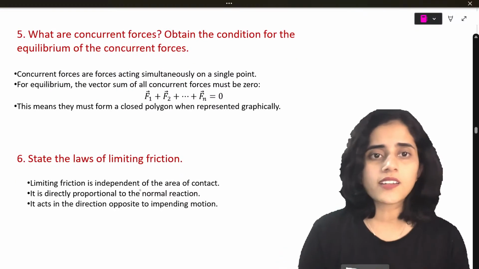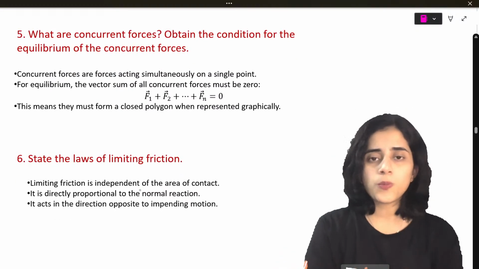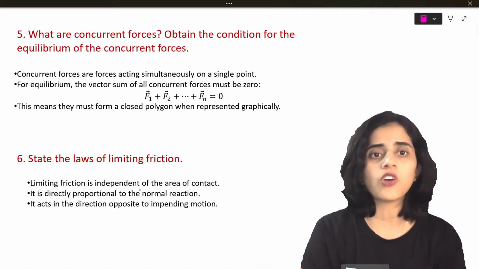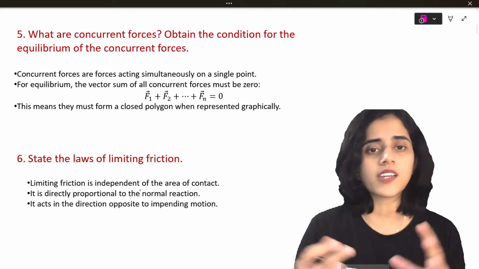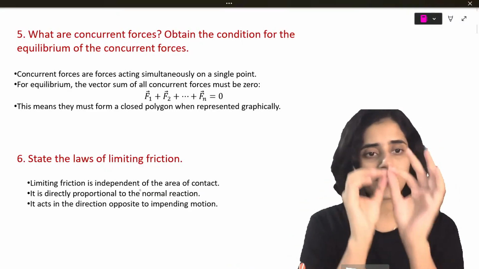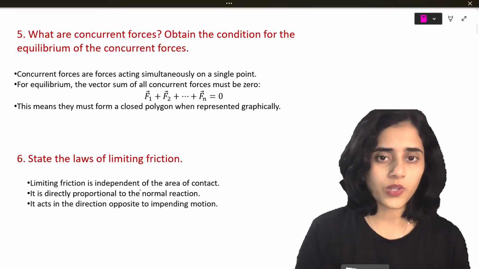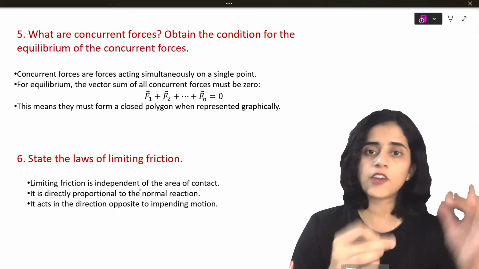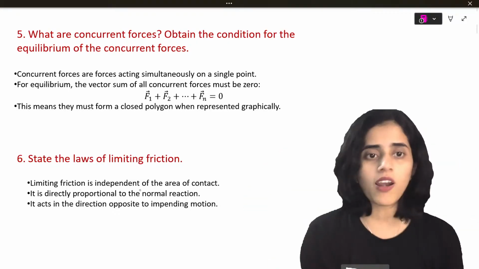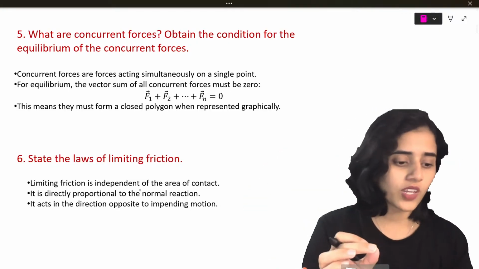Next question. What are concurrent forces? Obtain the condition for the equilibrium of concurrent forces. Concurrent forces are forces that are simultaneously acting on a single point. So imagine there are 4-5 forces F1, F2, F3, Fn, and they all act on one point.